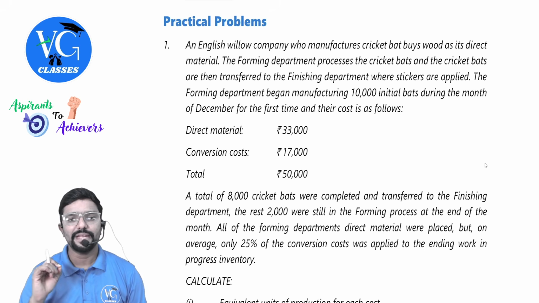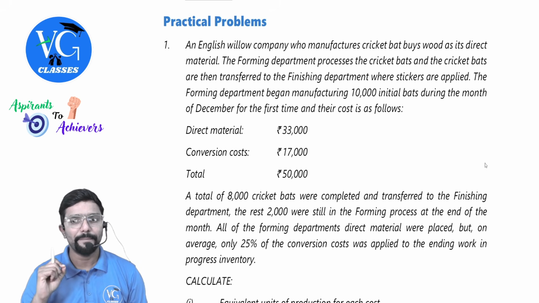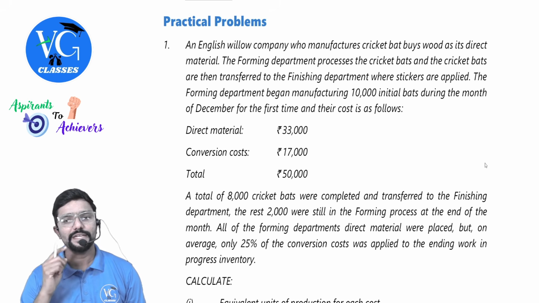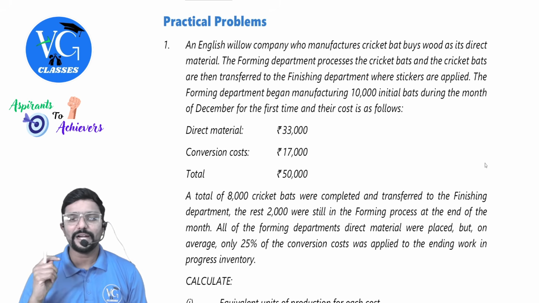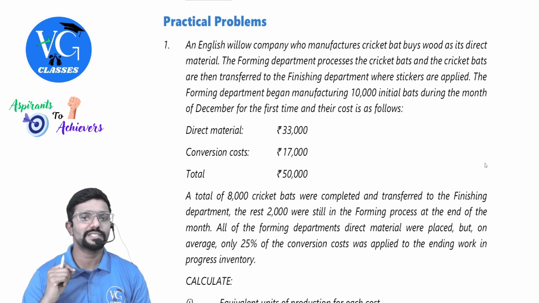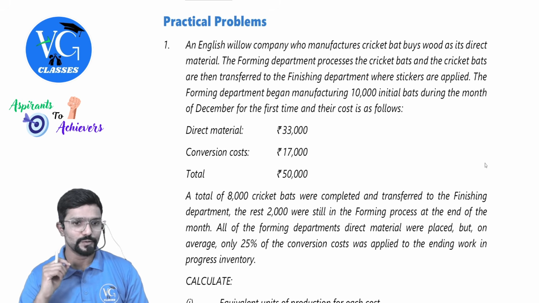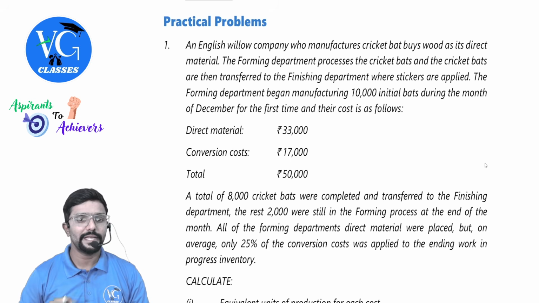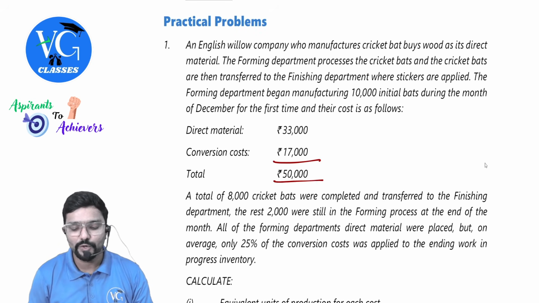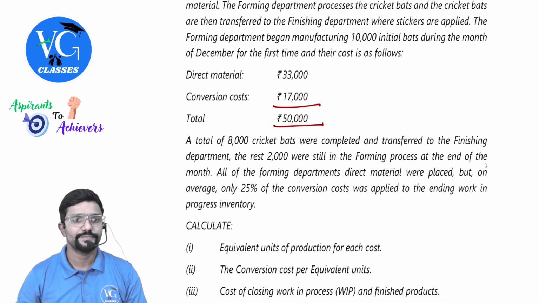An English willow company who manufacture cricket bats buys wood as its direct material. The forming department processes the cricket bats and the cricket bats are then transferred to the finishing department where stickers are applied. The forming department began manufacturing 10,000 initial bats during the month of December for the first time and their cost is as follows. One by one: direct material 33,000, conversion cost 17,000. So total cost comes to 50,000.